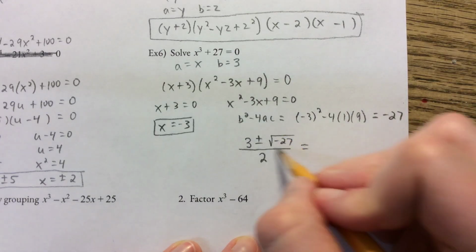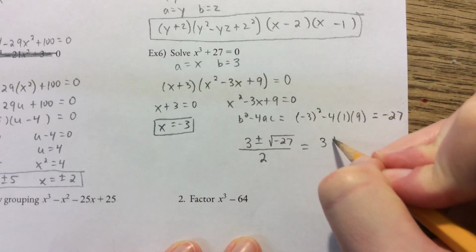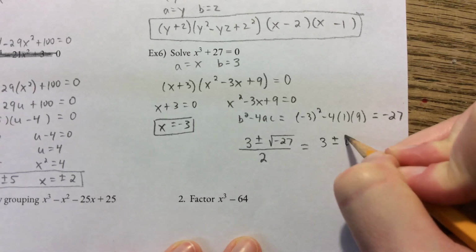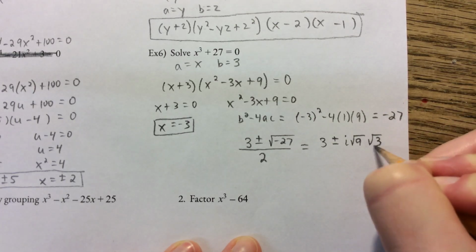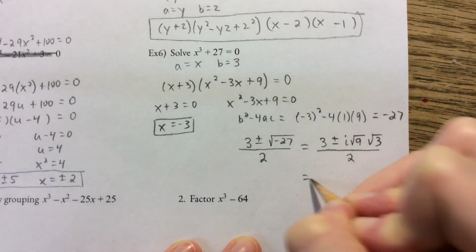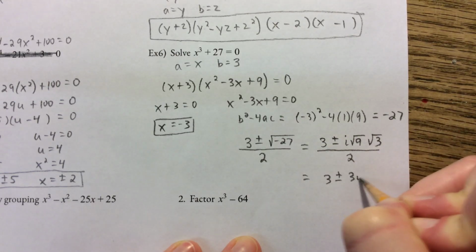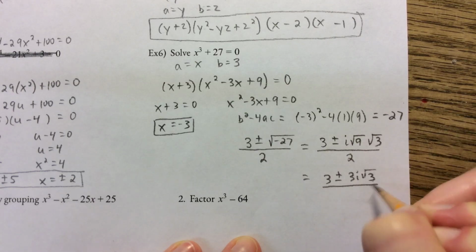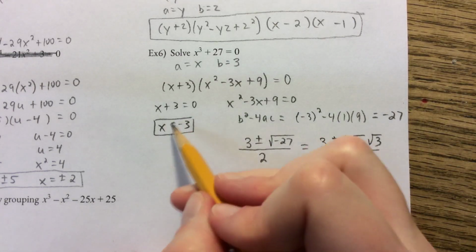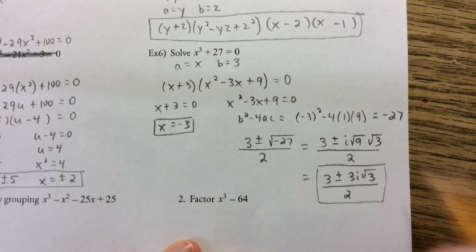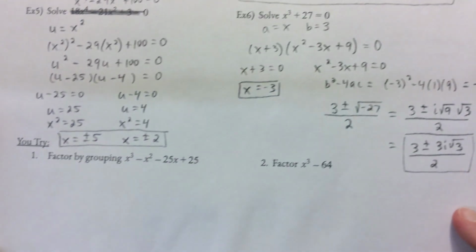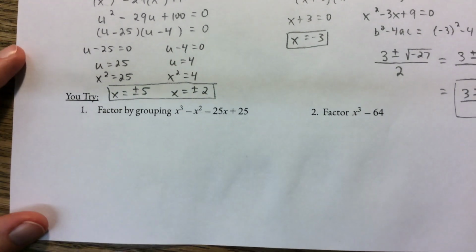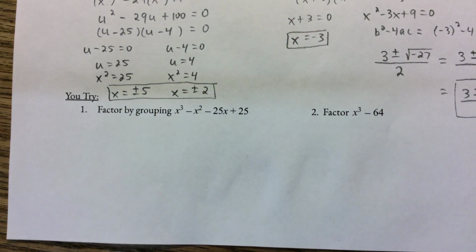Then from there, this can be broken up, so I'm going to have an i, because it's got the negative underneath, the square root of 9, and the square root of 3, which becomes 3i root 3 over 2. So we have this and this as my solutions on there. Alright, so you have 2 of them to try. Just factoring, these are not quite as difficult as some of them we did above.